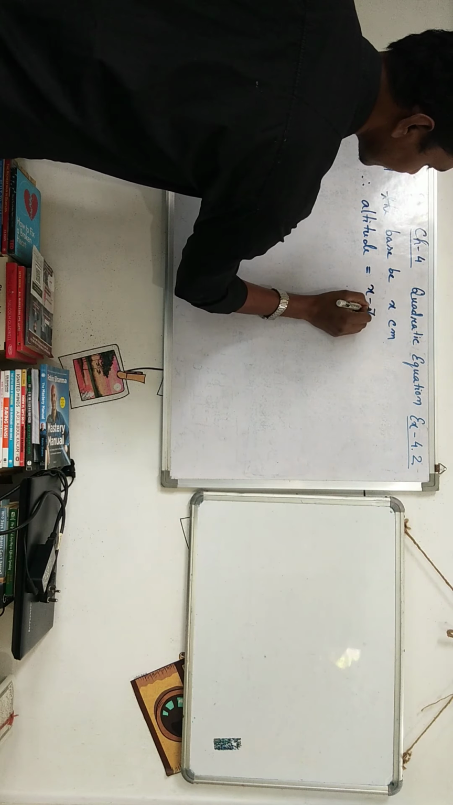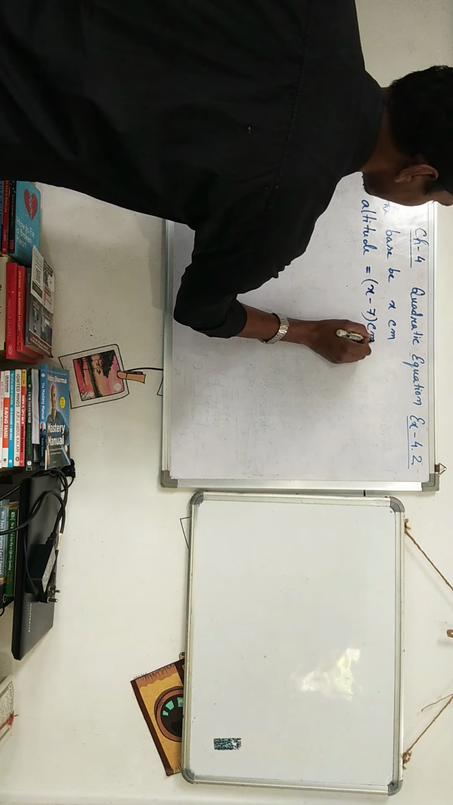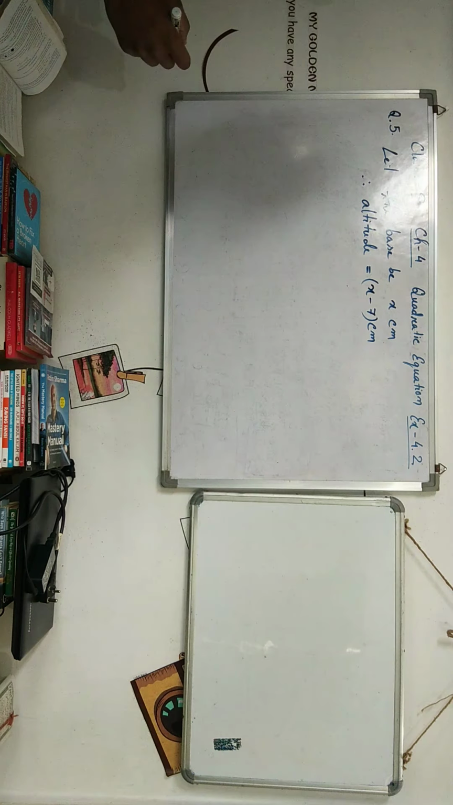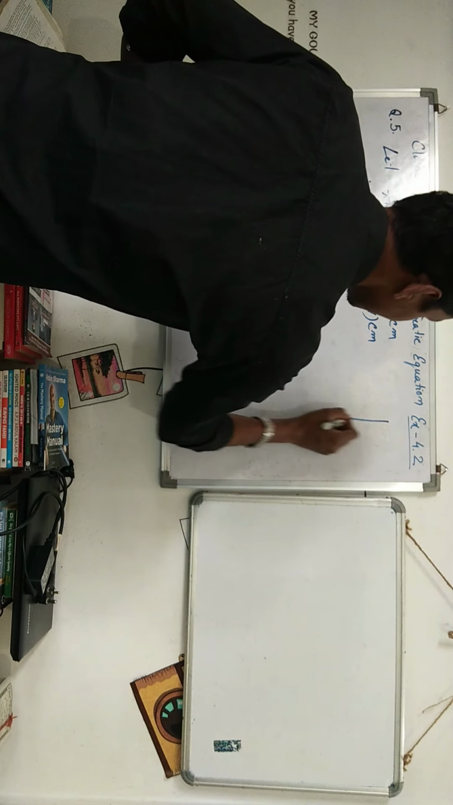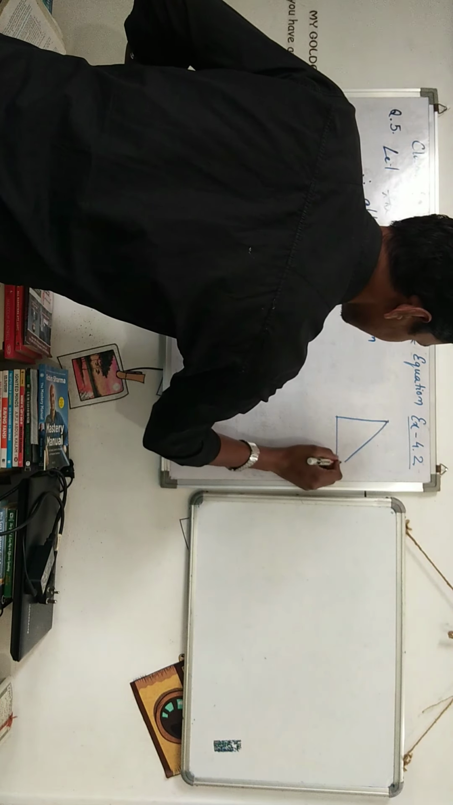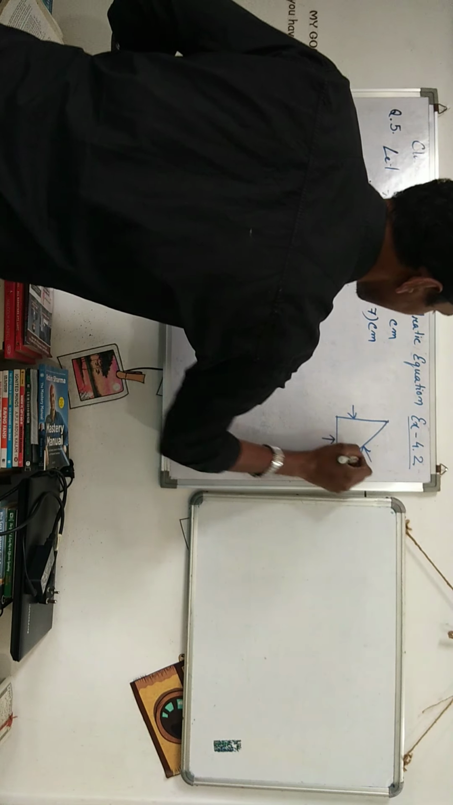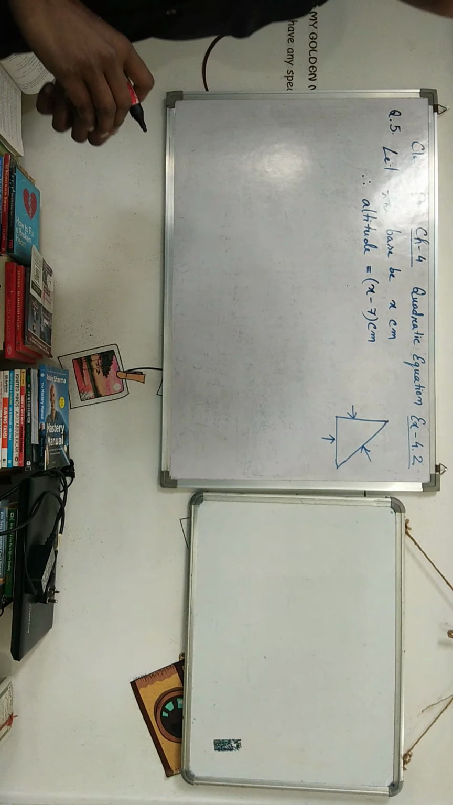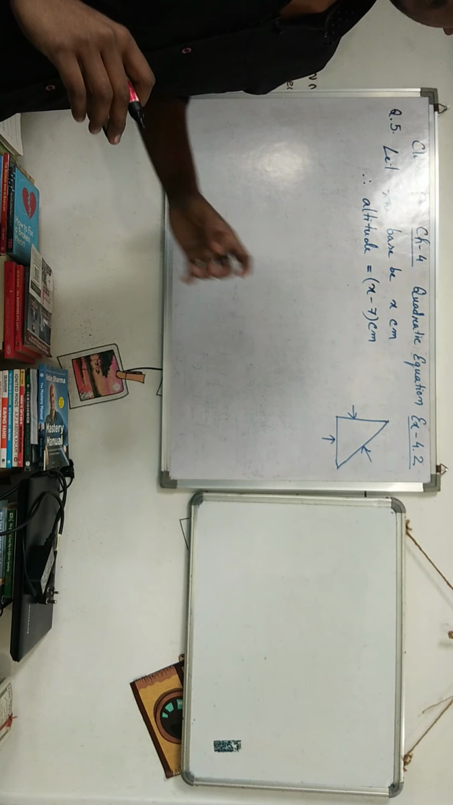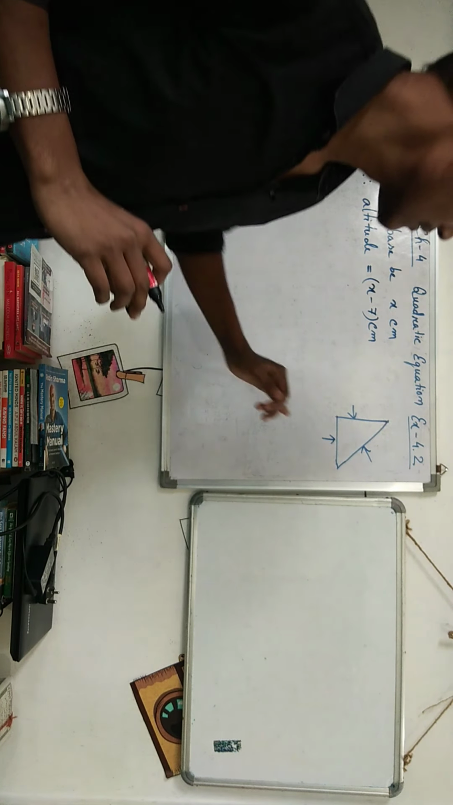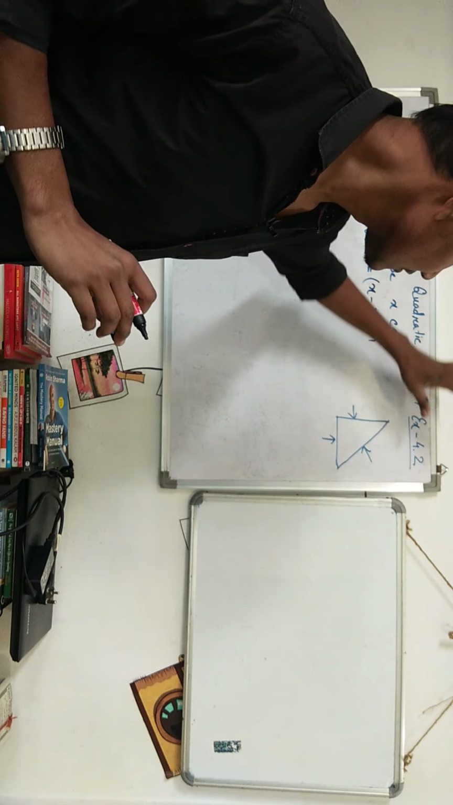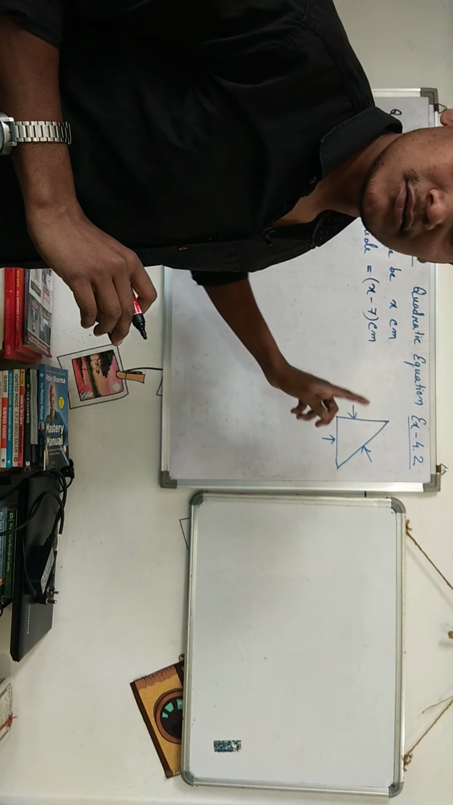x minus 7 centimeter. Now, since it is a right angle triangle, we have the base, the altitude, and this is the hypotenuse. We can use the Pythagoras theorem. We all know the Pythagoras theorem: hypotenuse square is equal to base square plus altitude square.